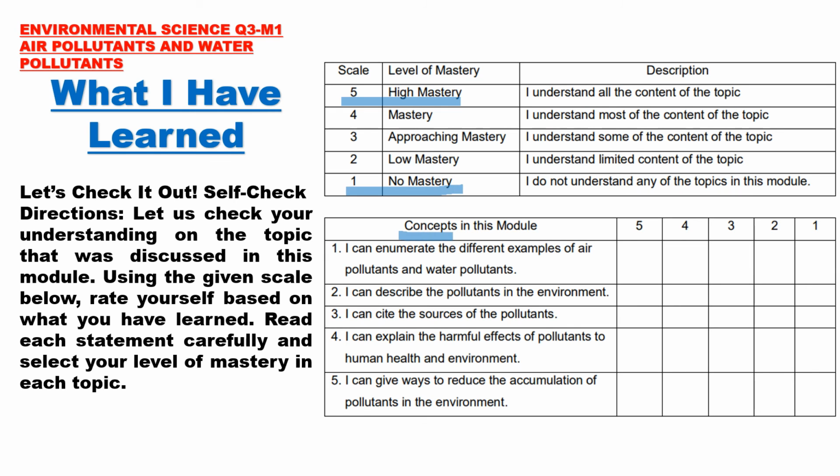These are the concepts. Number 1, I can enumerate the different examples of air pollutants and water pollutants. 2, I can describe the pollutants in the environment. 3, I can cite the sources of the pollutants. 4, I can explain the harmful effects of pollutants to human health and environment. 5, I can give ways to reduce the accumulation of pollutants in the environment. So you are just going to check 5 if you have high mastery, and check 1 if you have no mastery.